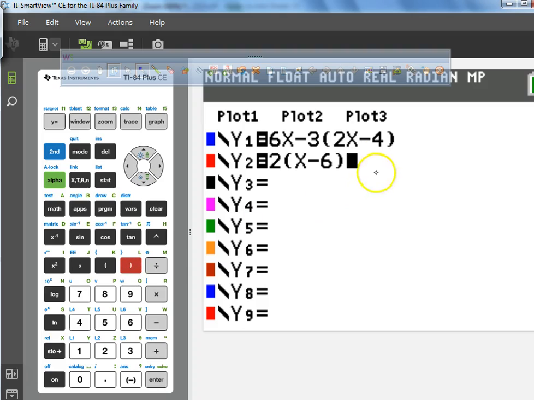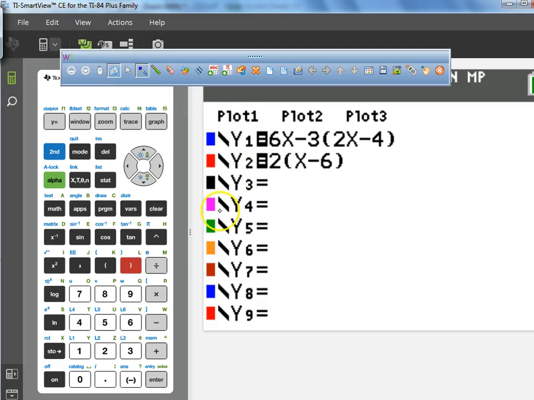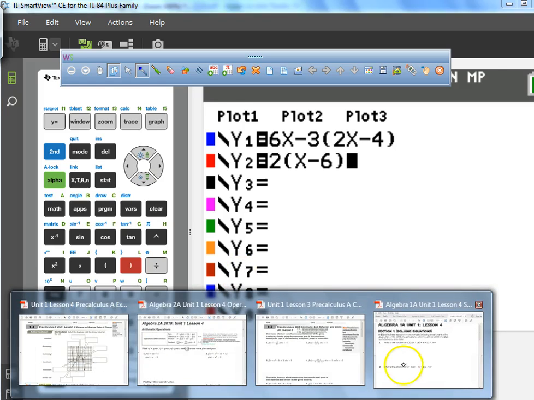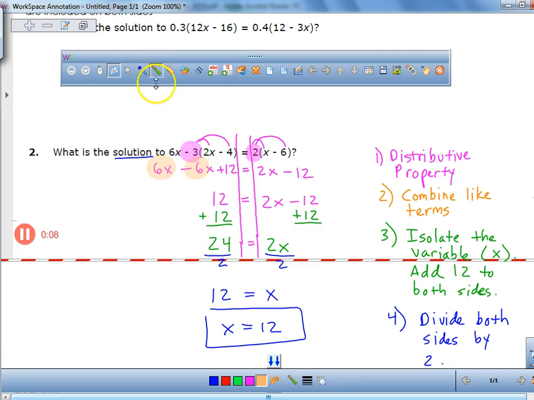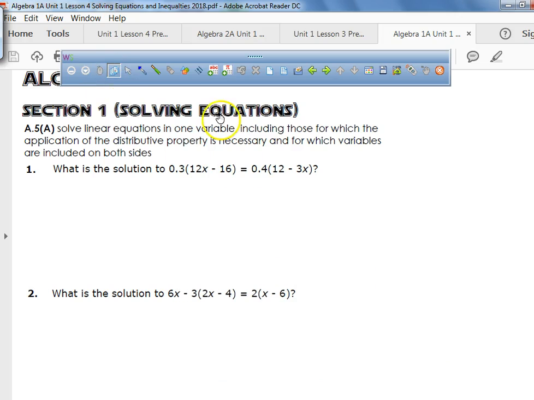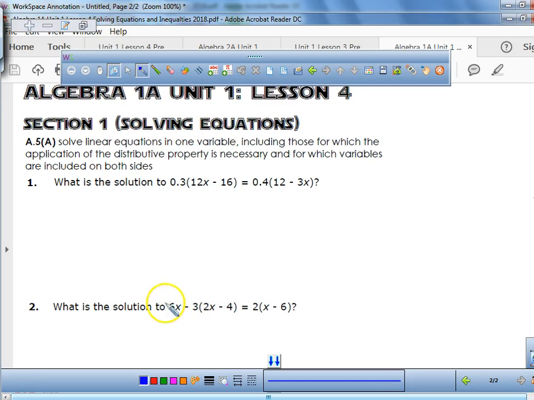Right here. Now, why did I type this one in y1 and this one in y2? If you look back at your paper right here, okay? One second. You guys see this one right here.